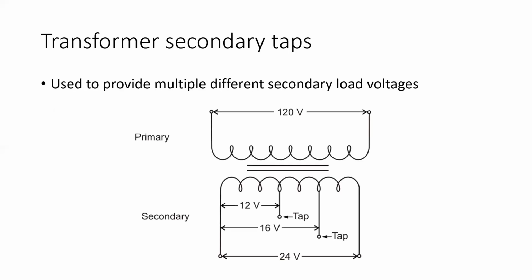Let's talk about transformer taps. Transformer taps come in two different varieties. There's secondary taps and primary taps. So what exactly is a tap? Well, a tap is a connection to the winding without making a separate winding. So on the secondary, if we had secondary transformer taps, they would be used to provide multiple different secondary load voltages. So sometimes you see these on smaller VA control transformers where, depending on which connections you use, you can elicit different voltages.